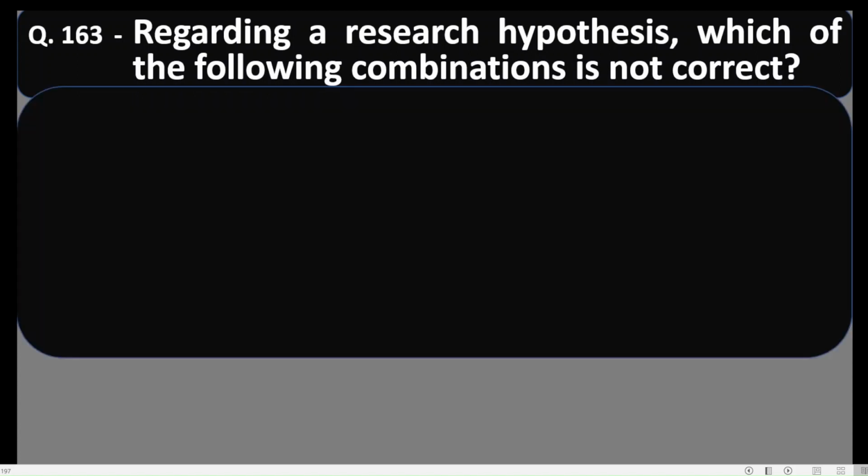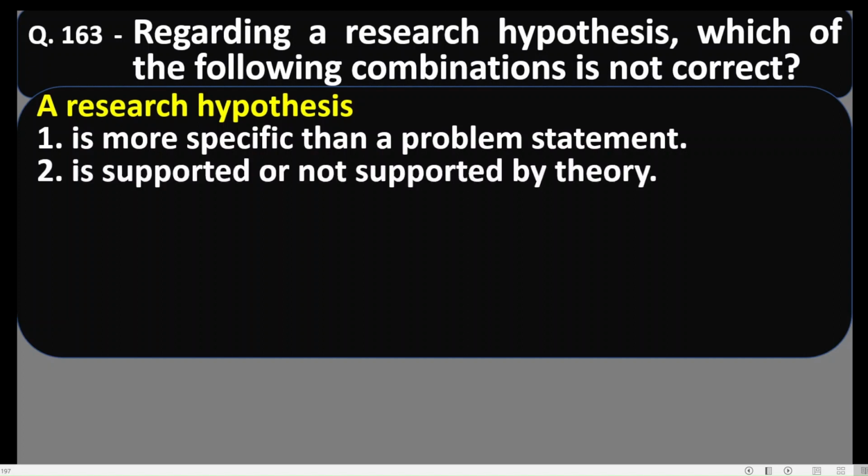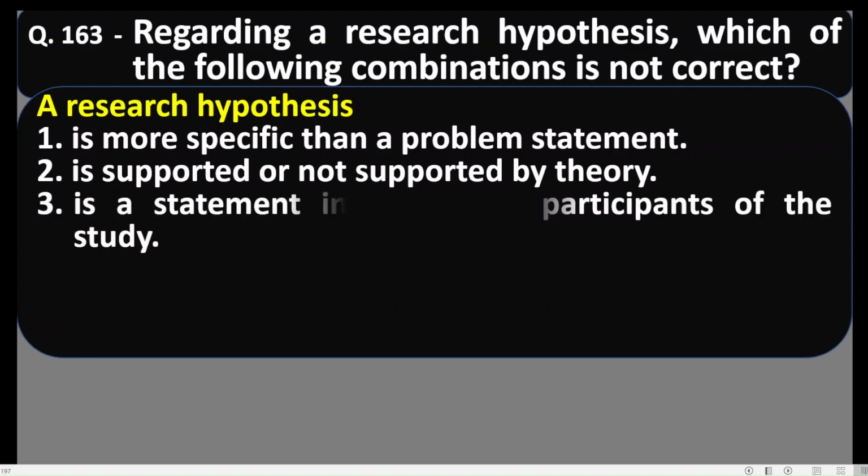Question number 163. Regarding a research hypothesis, which of the following combinations is not correct? Research hypothesis, let us see. Number 1 is given, research hypothesis is more specific than a problem statement. It is true. Second is given, is supported or not supported by theory. It is false. It is always supported by theory.